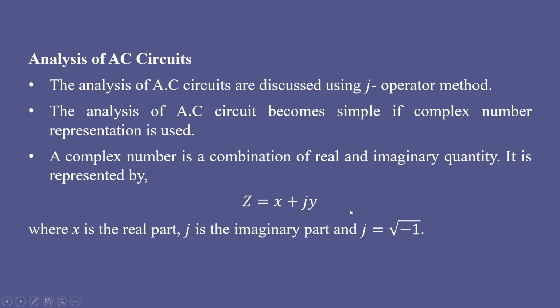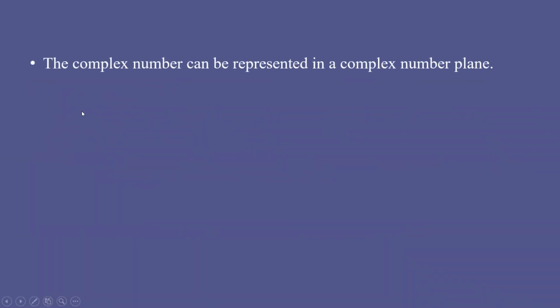What is the value of j? j is equal to square root of -1. So j has the value square root of -1, which is representing a complex number. Complex number representation is done using the notation j. Now, how do we represent this complex number in a complex plane? That is called a phasor diagram.